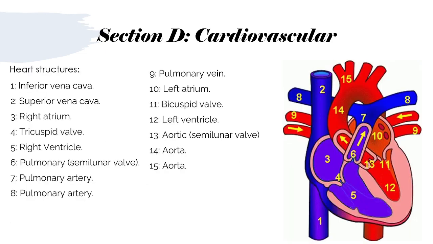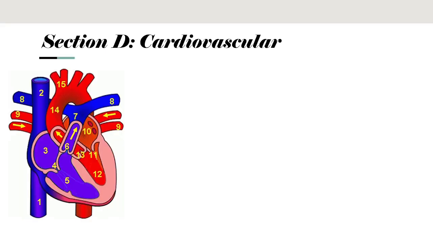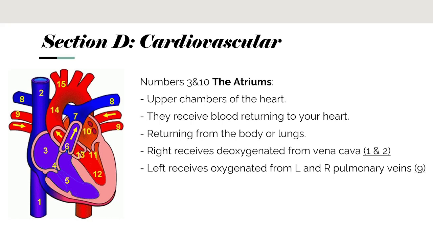Heart structures. You've got lots of different heart structures there. These ones again you need to know what they are. You can name them in the exam, number them, etc. So, numbers 3 and 10, they're the atria, the upper chambers of the heart. They receive blood and return it to your heart. It's coming from the body or the lungs, and the right receives deoxygenated blood from the vena cava, the left receives oxygenated blood from the pulmonary veins.